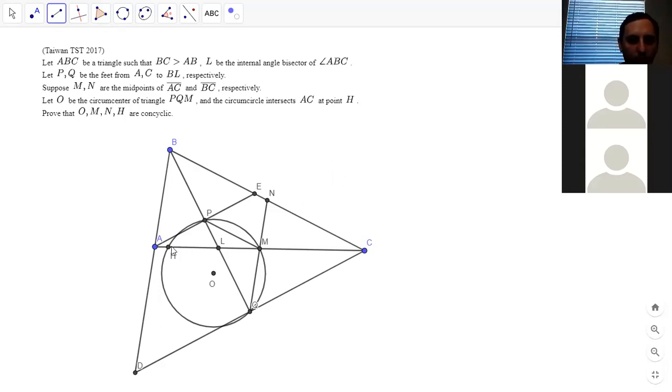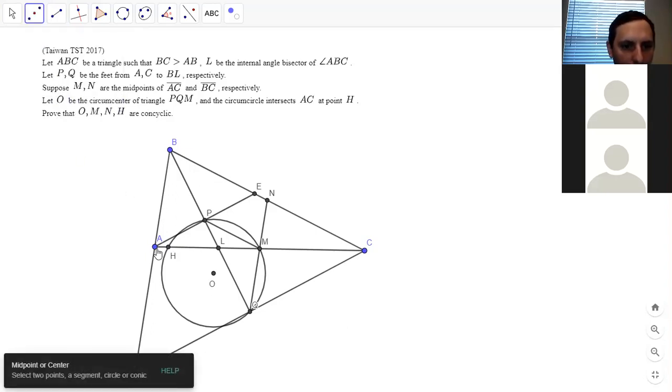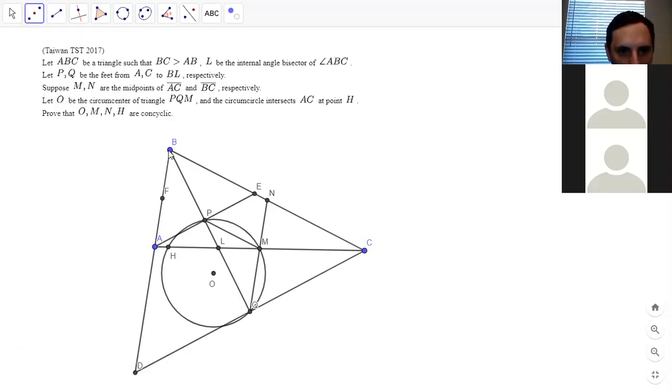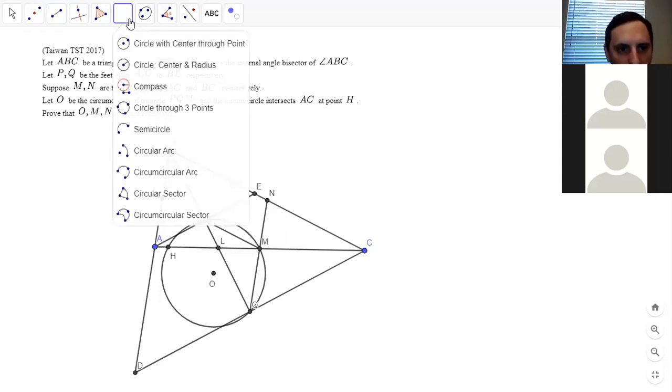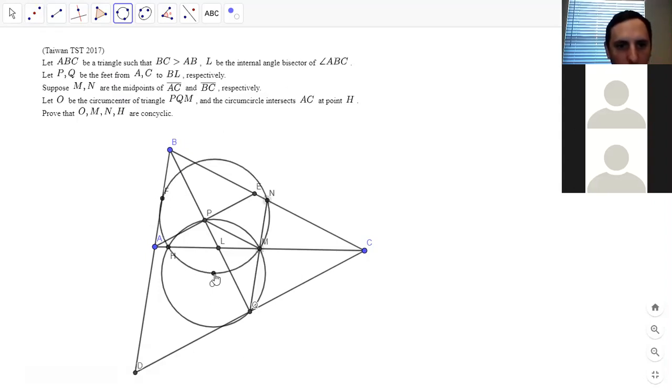So we know angle HMN, right? That's just 180 minus angle BAC. And we want to show that's equal to angle HON. That's one way to do it. I don't know if it's the best way to do it. Could you draw the midpoint of AB? Yes. So if HOMN is cyclic, the midpoint of AB should lie on that circle as well. Ah, interesting. So it's the 9-point circle of ABC.